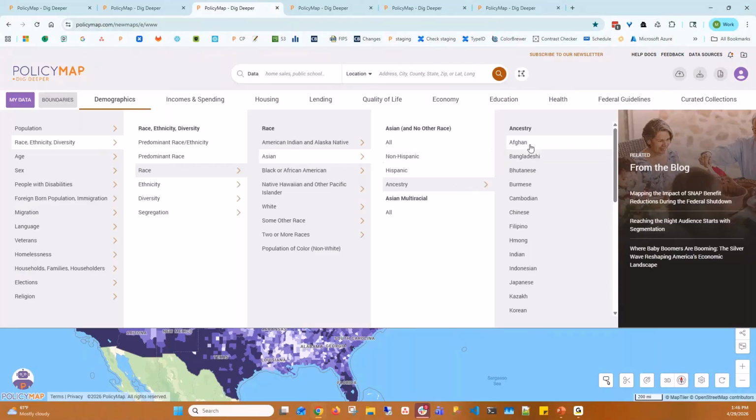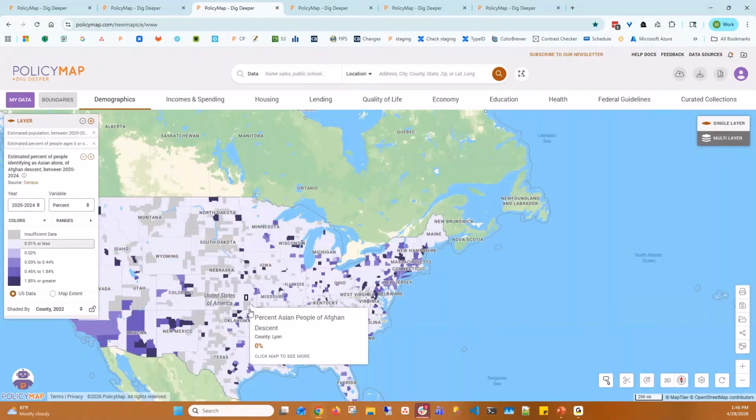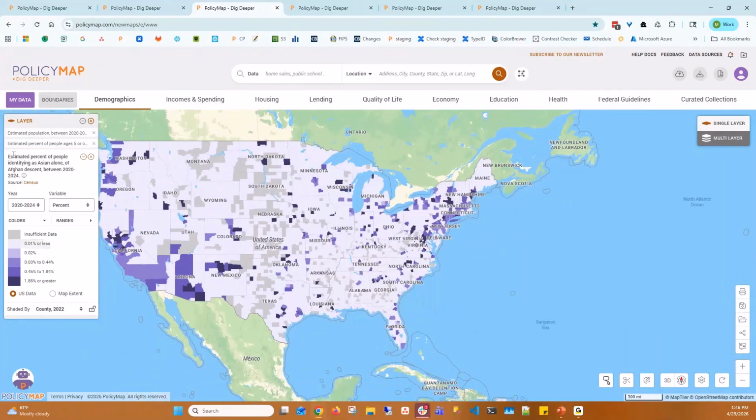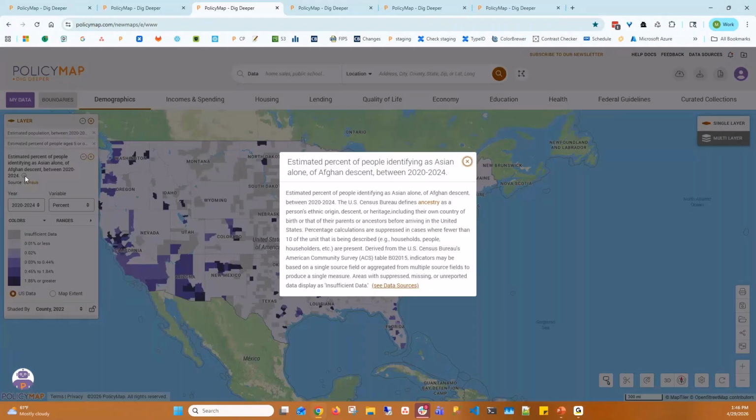And so let's go with the new indicator they added for Asian. So basically, estimated percent of people identifying as Asian alone. As I said, we're only looking at people who identify as one singular race, and then of that group who identify as Asian alone, who identifies as Afghan. Within the description, you'll be able to see exactly that table, but also you'll have a link to what exactly ancestry means.